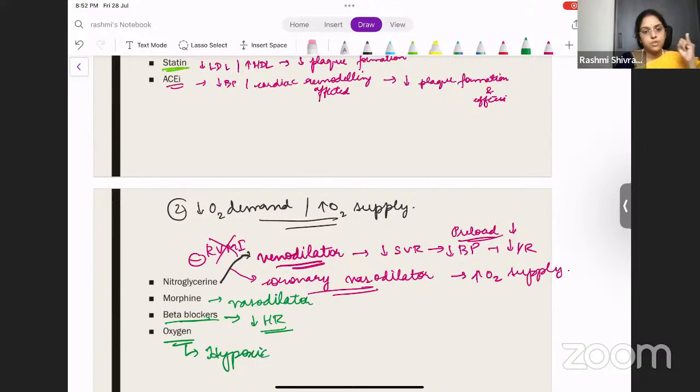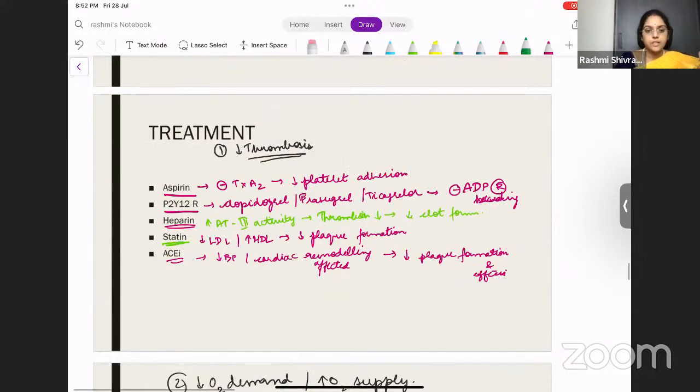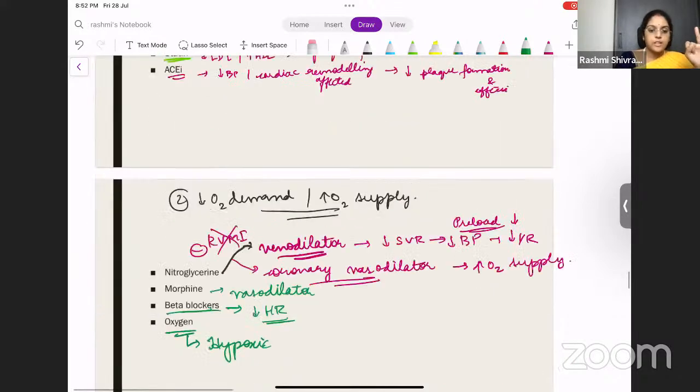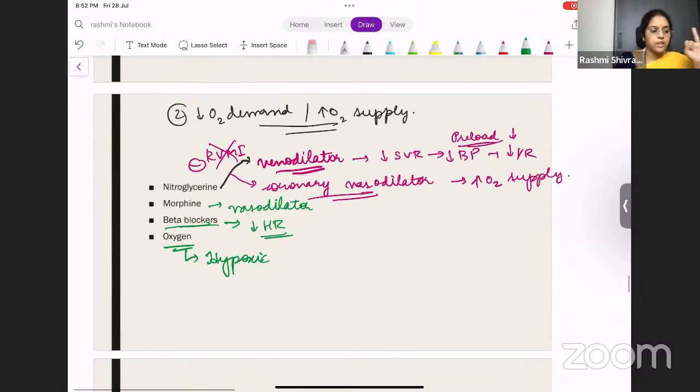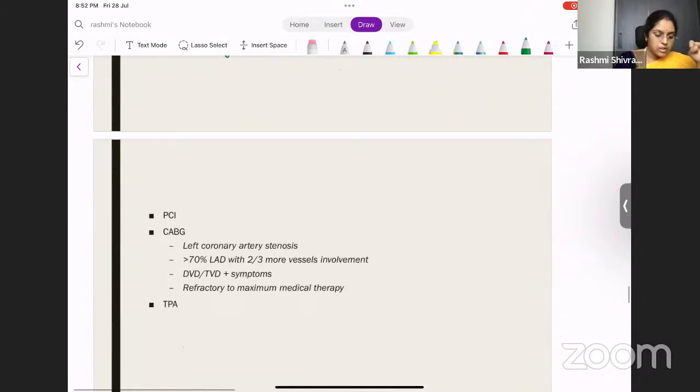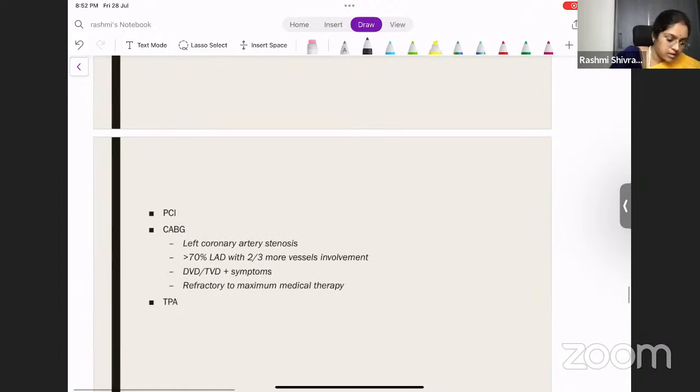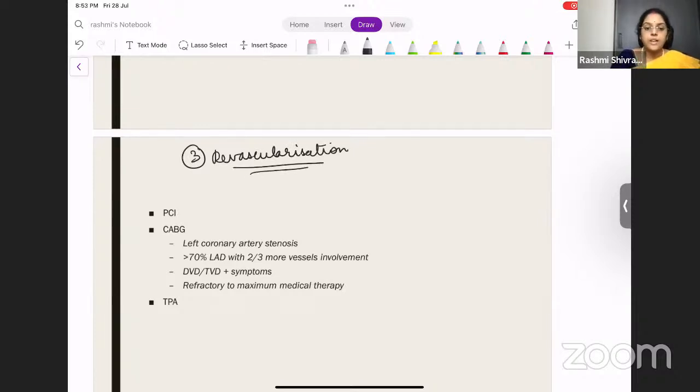So the first one we saw, what was it? Decreasing the thrombosis. Second is decreasing oxygen demand or increasing the oxygen supply. So the third most important one, what is this? This is revascularization. How do you actually correct this disease? All the above things that we give are actually modifiable things. How do you actually correct this process?